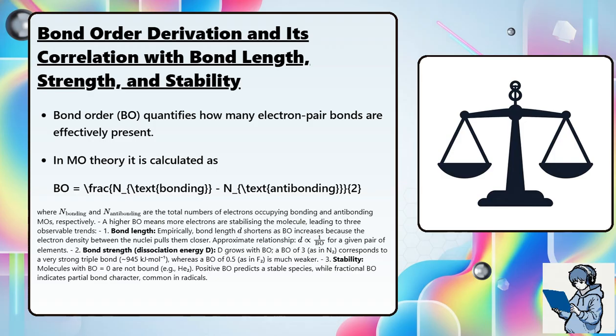Third, stability. Molecules with BO equal to 0 are not bound, for example helium 2. A positive BO predicts a stable species, while a fractional BO indicates partial bond character, common in radicals. These correlations help chemists anticipate reactivity. A low BO bond is more easily broken in a chemical reaction.